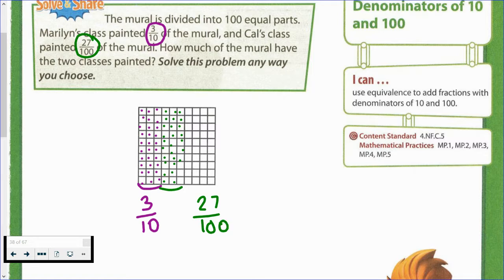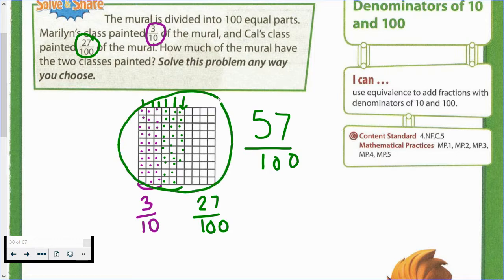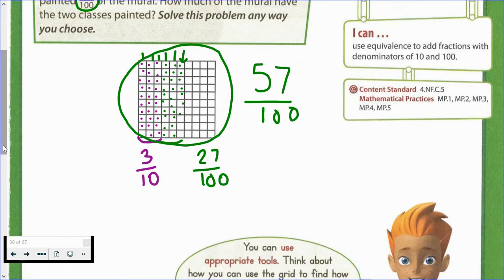Now, to find the total amount of the mural the two classes have painted, we could simply just count everything that we've shaded. You can see here 1/10, 2/10, 3/10, 4/10, 5/10. And then another 7 in this column gives us a total of 57 out of 100 parts. However, when you're working with these fractions, you don't often have these diagrams available to you. So what we're going to learn in this lesson today is how do you do the computation piece to solving this kind of a situation so you don't need these diagrams.